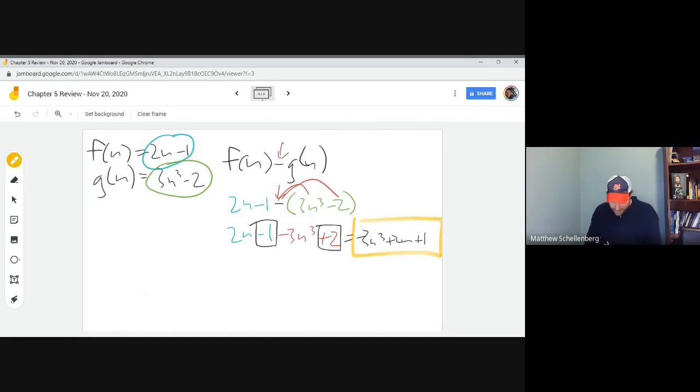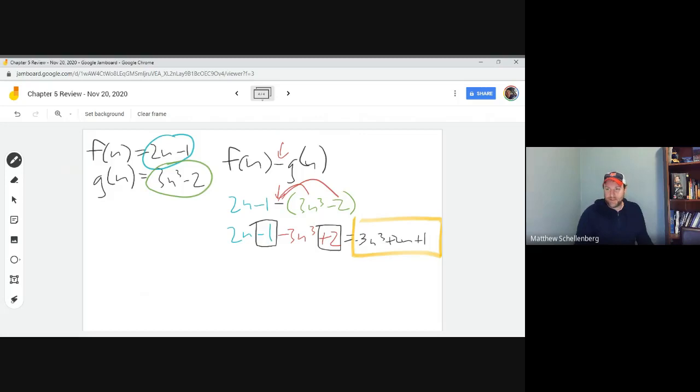If only my handwriting were better. Let's make this look a little prettier. This is supposed to be minus 3n cubed here. Just a little bit better. Okay. Minus 3n cubed plus 2n plus 1.